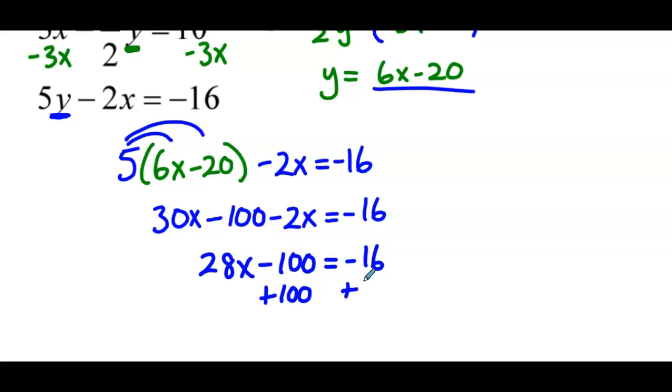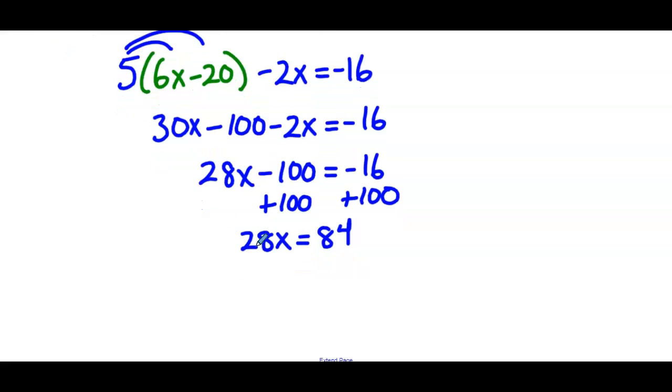Add 100 to both sides. 28x equals 84. Divide both sides by 28. And x is equal to 3.